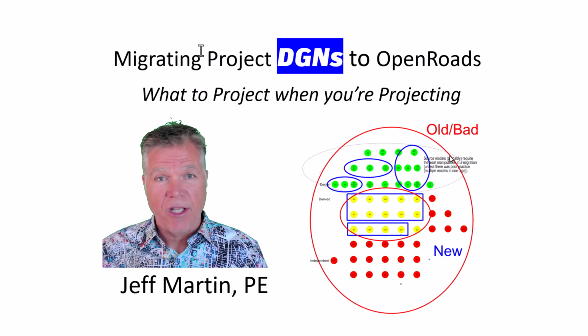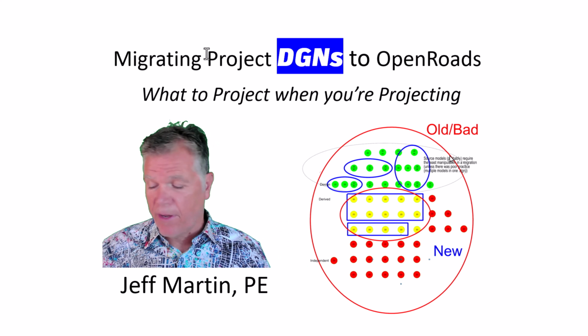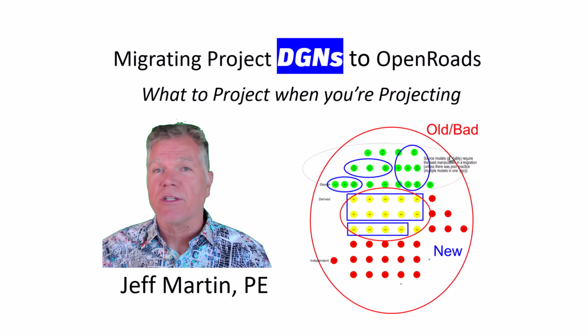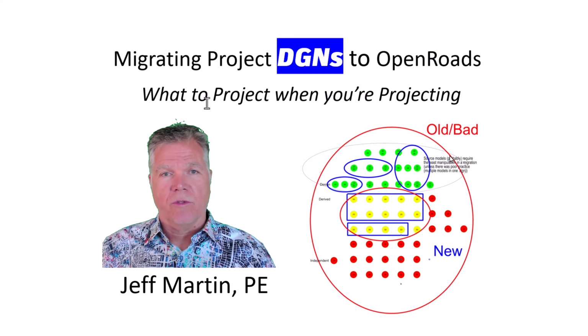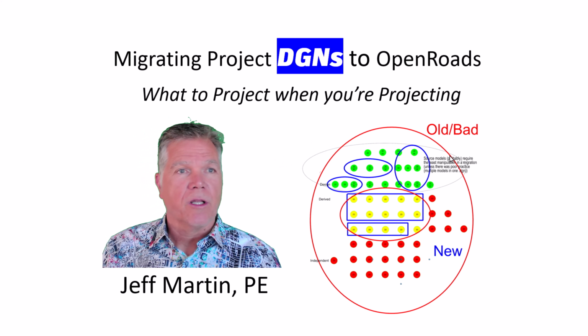how do you get your DGNs? Okay, so if you have a project that's got a lot of DGNs in it, what do you do with those? I know of at least one site that's having trouble with what to do with our DGNs. So also, you can call this what to project when you're projecting. Parents might giggle at that.